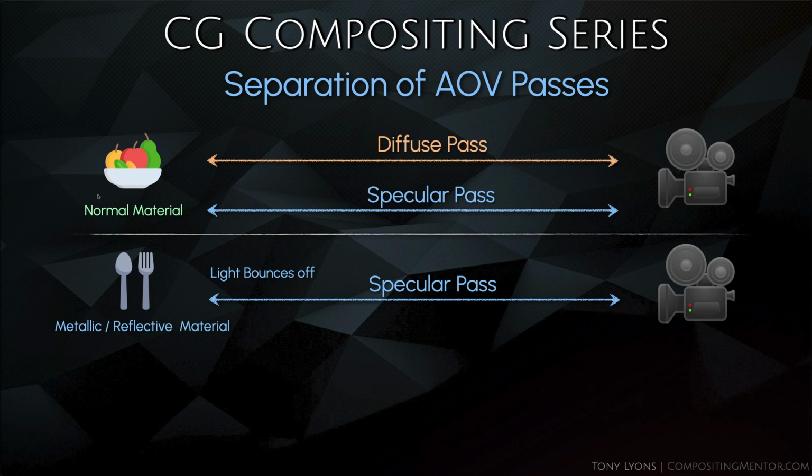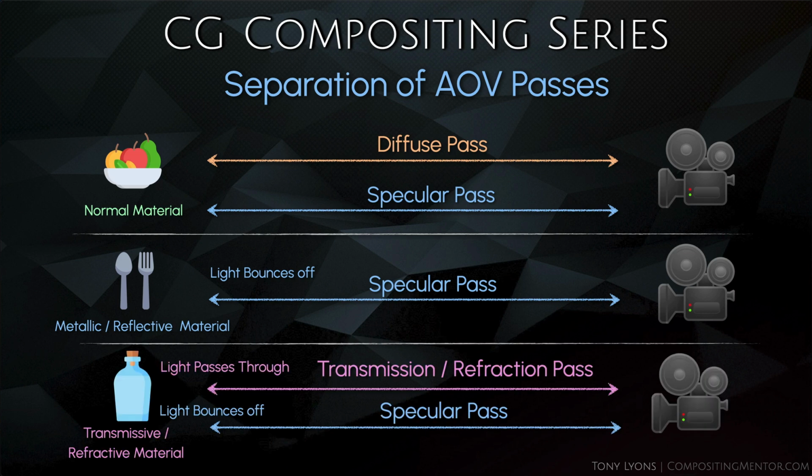Here we have a representation of that, where we have just a normal material, like a bowl of fruit, that will have a diffuse pass and a specular pass, right? And those are reaching the camera. Then we have metallic and reflective materials, and that is basically just the specular pass. It's all going to show up in the specular pass. It's all reflective. And then we have transmissive or refractive materials, and that has the light passing through it, and all that light that's passing through, in this case, will end up in that transmission or refraction pass. But those materials also allow light to reflect off or bounce off, and those still end up in the specular pass.